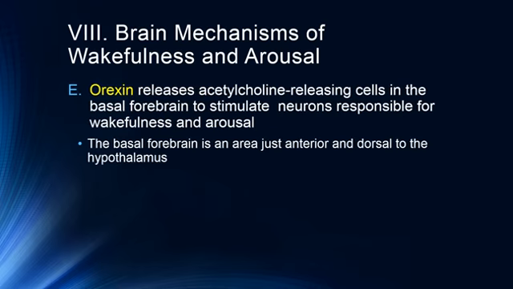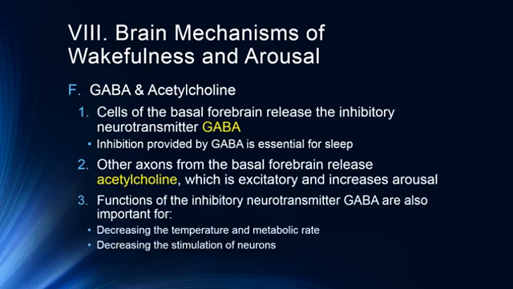Orexin releases acetylcholine-releasing cells in the basal forebrain to stimulate neurons responsible for wakefulness and arousal. And the basal forebrain is an area just anterior and dorsal to the hypothalamus. GABA and acetylcholine are also important for inhibition in sleep. Cells of the basal forebrain release the inhibitory neurotransmitter GABA. Inhibition provided by GABA is essential for sleep, and in fact, pretty much all sleep aids, with the exception of diphenhydramine, which is an antihistamine.